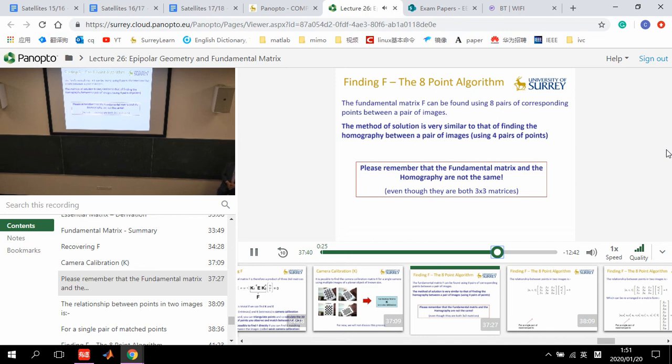Actually, the way that we do this is very similar in terms of how we form the linear system as how we solved for the homography last time, when we solved for the warping transformation that would take 4 points in 2D onto another 4 points in 2D. But let's remember that the fundamental matrix and the homography are totally different things. Even though they're 3x3 matrices, they encode different things.